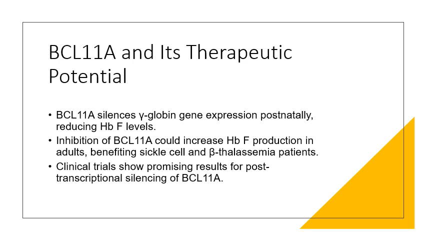BCL11A is a gene that silences gamma globin expression after birth, reducing HbF levels. So by inhibiting BCL11A, HbF production can be increased, which can improve outcomes in sickle cell disease and beta thalassemia. And clinical trials have shown very promising results.